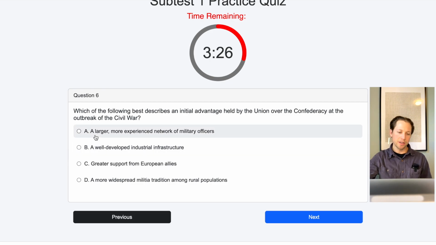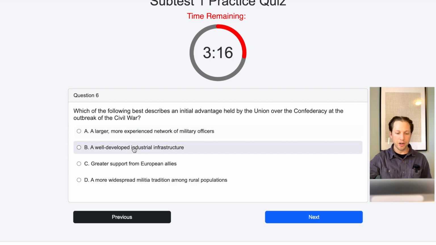All right, so from what I understand, the Union did have a larger military base, but I do believe that the Confederacy had a more experienced one. I'm going to go with letter B because I know in the Union they had already built the infrastructure of railroads, and that played a huge part in supplying the soldiers of the Civil War.